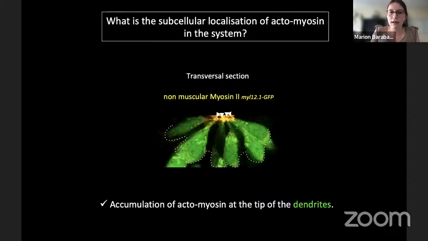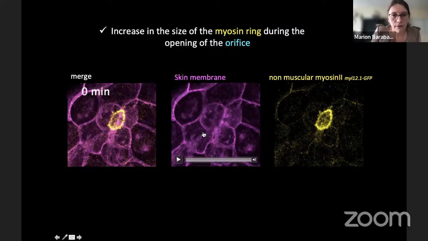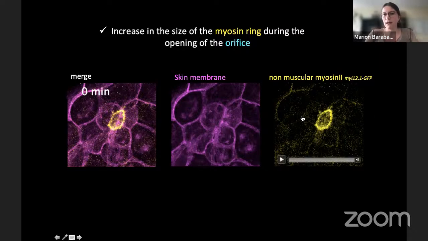So for that, we look at the molecules that are involved in the generation of forces in our system. And especially, we saw a huge enrichment of myosin at the tip of the dendrite of the sensory neurons. So we then look at the dynamic of this myosin live. Here it's a movie where you see the skin membrane labeled just above the olfactory placode, and the specific expression of a myosin reporter, where you see a huge accumulation of myosin at the tip of the dendrite where the cavity is located.